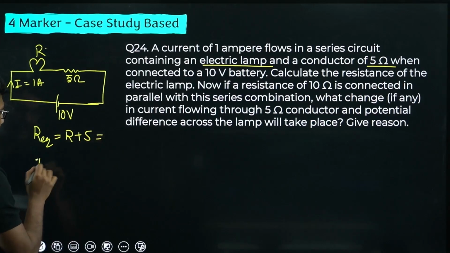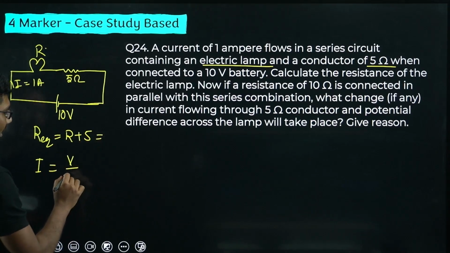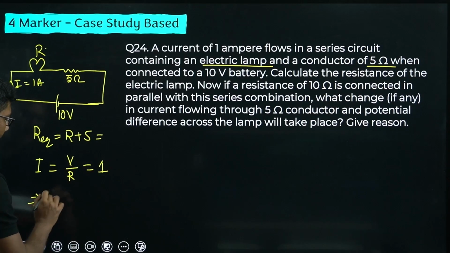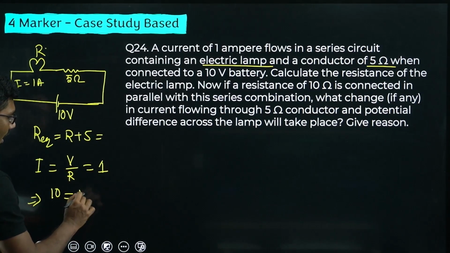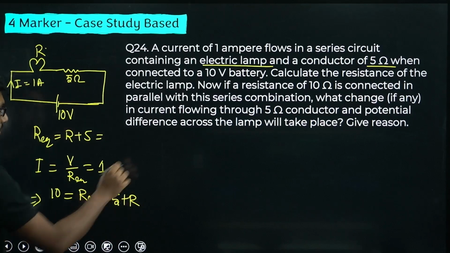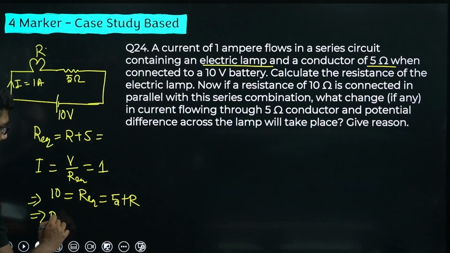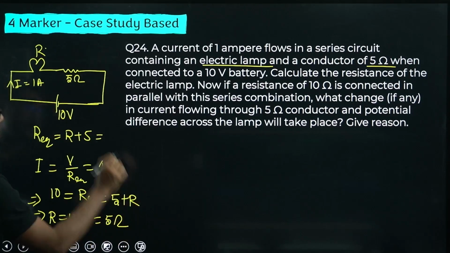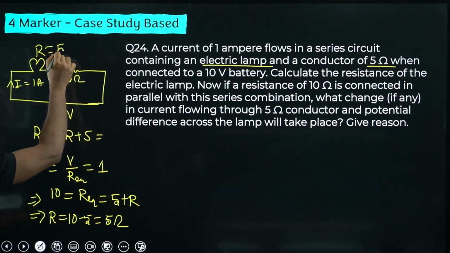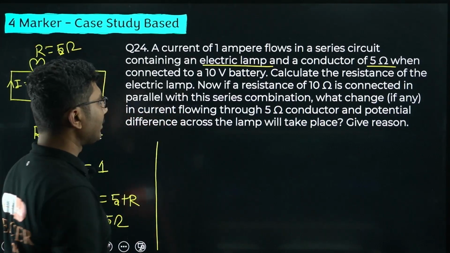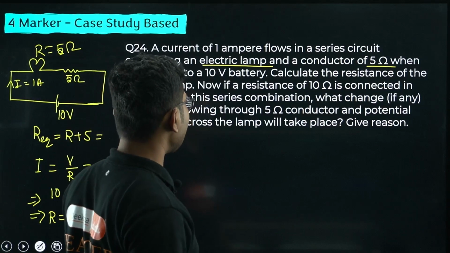Now what is the current? Current is equal to V by R, that is given as 1 ampere. Right, so V is 10 volt, that is equal to the equivalent resistance, in this case 5 plus R. So from here you can say that R is equal to 10 minus 5, that is 5 ohm. So the resistance of the lamp is 5 ohm. Okay, very simple question. The next part is slightly more difficult.